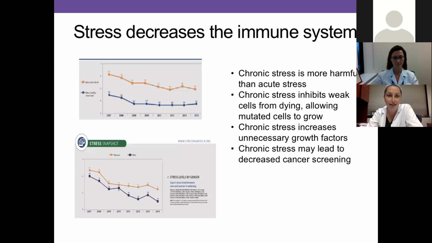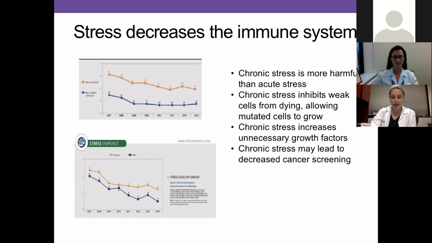This slide, I was tempted not to include because we are in a global pandemic and stress is kind of the name of the game lately. But stress does decrease the immune system. These figures are from a site called stressinamerica.org. It's a website that is launched and run by the American Psychological Association. There's a lot of science that supports that chronic stress decreases your immune system and thus your disease fighting capabilities.